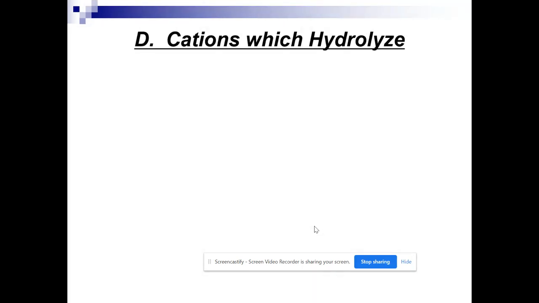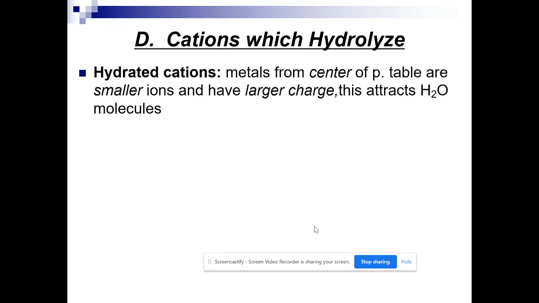So, talking about cations which hydrolyze. Hydrated cations are metals from the center of the periodic table, which are smaller ions and have a larger charge. If you remember back to Chemistry 11, as you go across the periodic table, you're building nuclear charge, so this is going to attract water molecules. For this one, we have Fe3+, and mixing Fe3+ with water makes Fe(H2O)6 3+. So find this on your table.